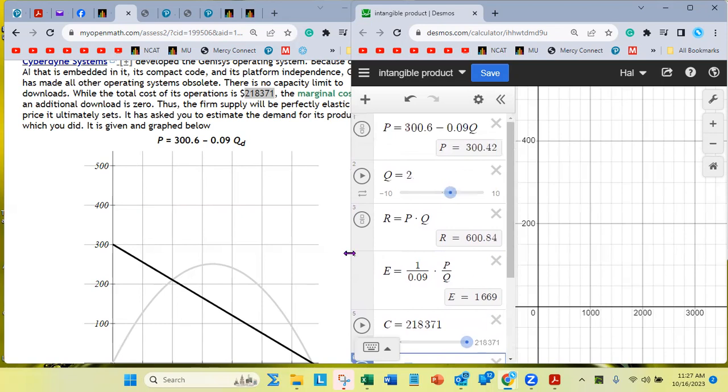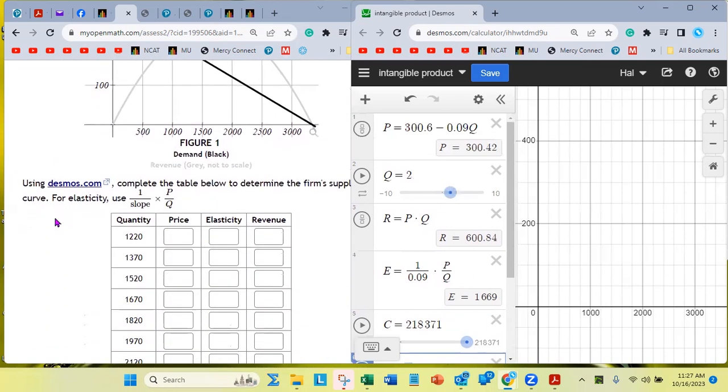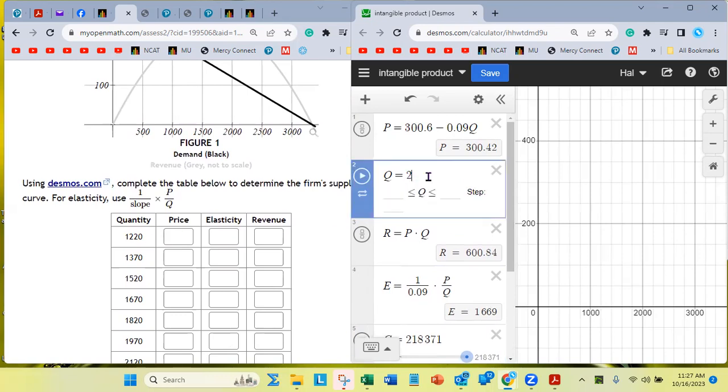All right. Now we can go down and fill out the table. Okay, so the first quantity in my case is 1,220. At 1,220, my price is $190.80, right? So I'm gonna type that right here.